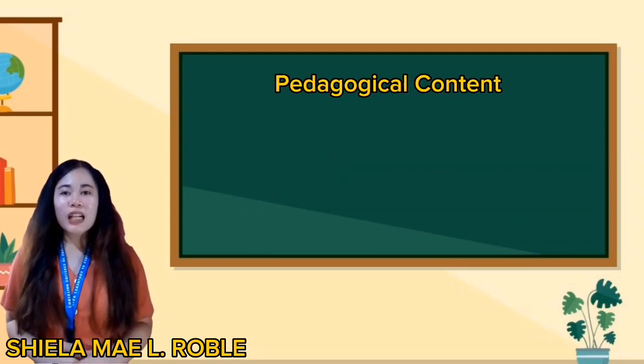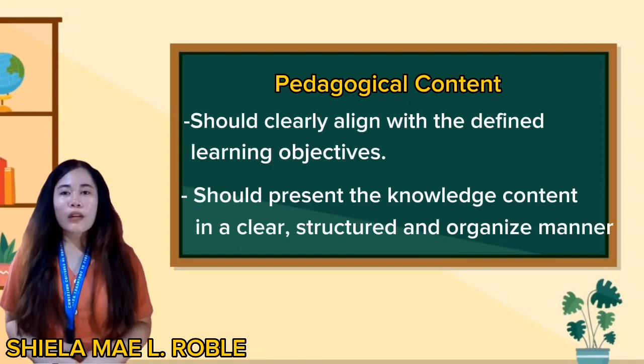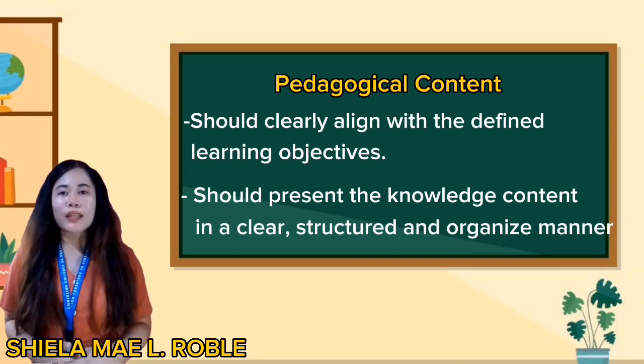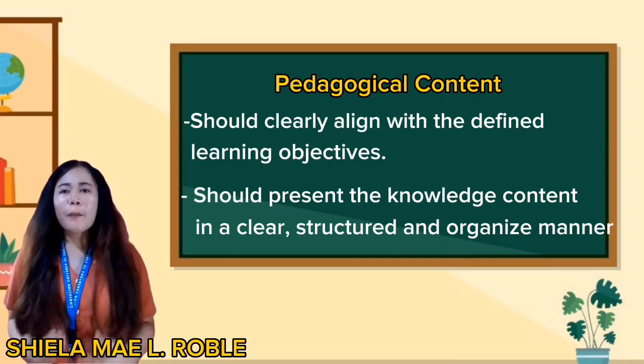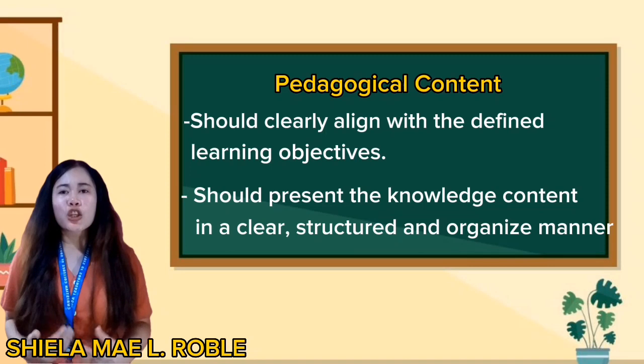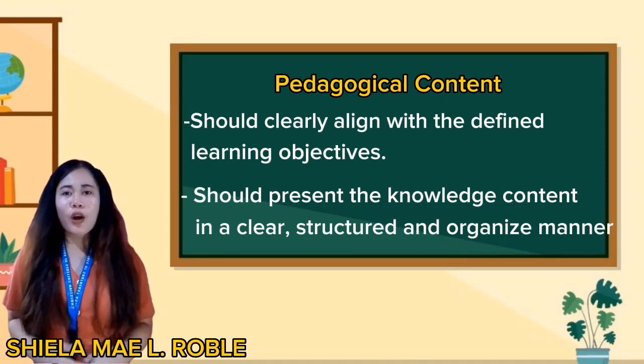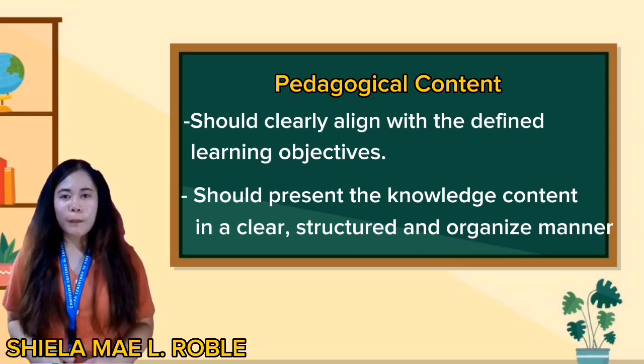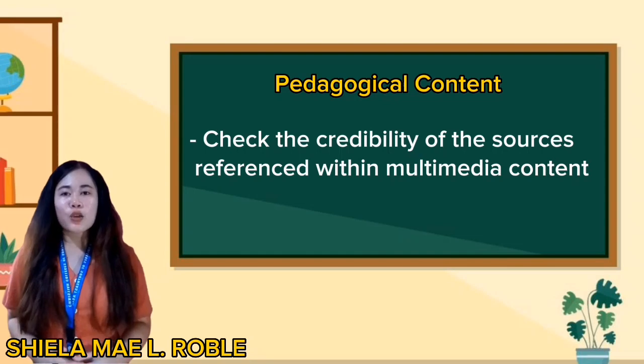Second, pedagogical content. When selecting multimedia, it should clearly align with the defined learning objectives. These objectives specify what learners are expected to know, understand, or be able to do after engaging with this content. Second, the multimedia product should present the knowledge content in a clear, structured, and organized manner. It is crucial to ensure that the multimedia product contains accurate and reliable information. Third, check the credibility of the sources referenced within the multimedia content.